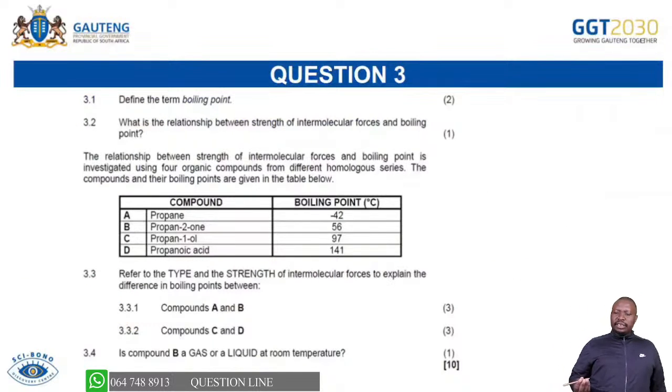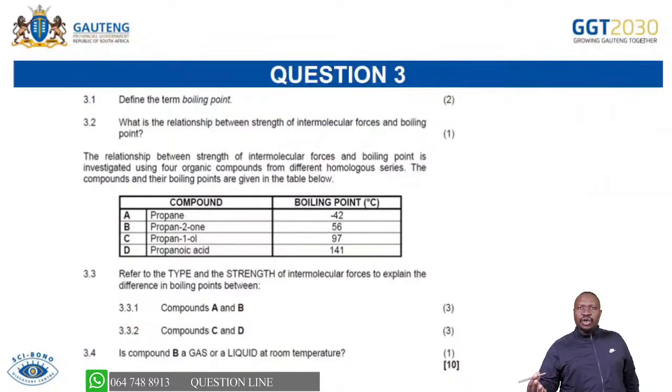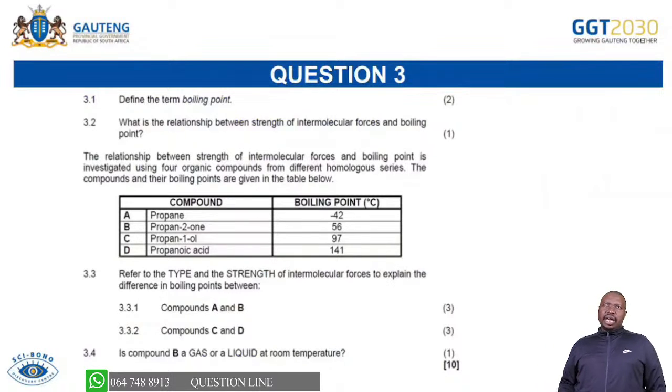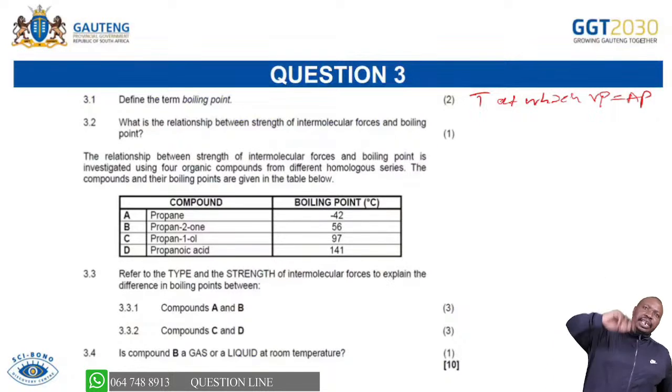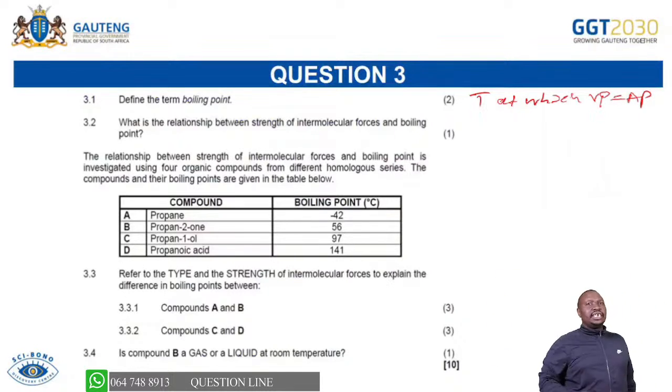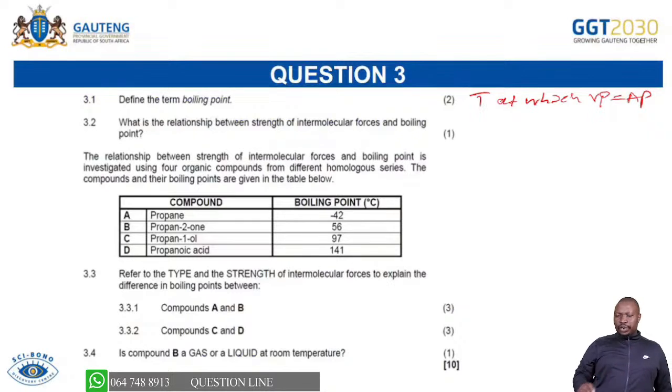Now, this question, I'll just take you through in terms of the strategy, to see how you respond to this type of question. Define the term boiling point. You must be able to define the boiling point. Remember, we said it's not a point, it's a temperature at which the vapor pressure is equal to atmospheric pressure. You must write it in full. And I indicated if you say atmospheric pressure is equal to vapor pressure, you will get it wrong. So please be careful to write it correctly.